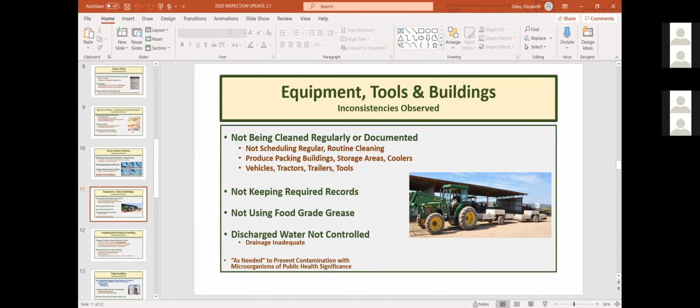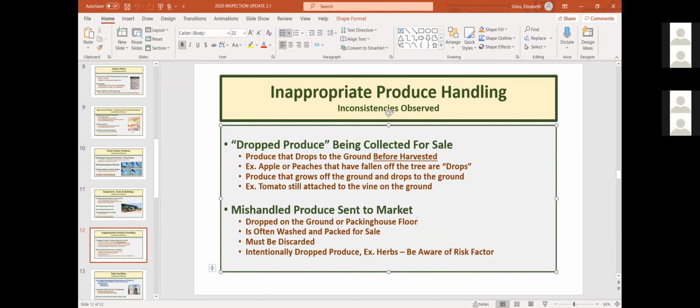Okay, here's a big one for debate here, the drop produce rule. So there really are 2 instances of dropped produce. One would be drops, for instance, apples and peaches falling to the ground before they're harvested. And the other is produce that grows off the ground and has dropped to the ground, even if it's still attached to the plant, for example, tomatoes. There's a lot of debate going on. Presumably, there will have been some damage to the actual fruit by hitting the ground, which would allow an entry point for microorganisms. The FDA is still talking about this now.